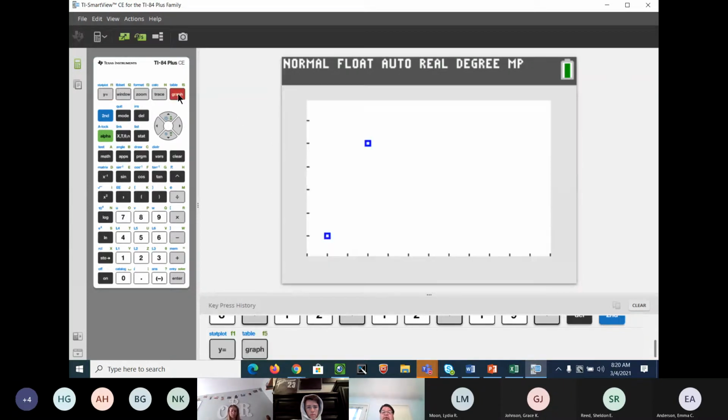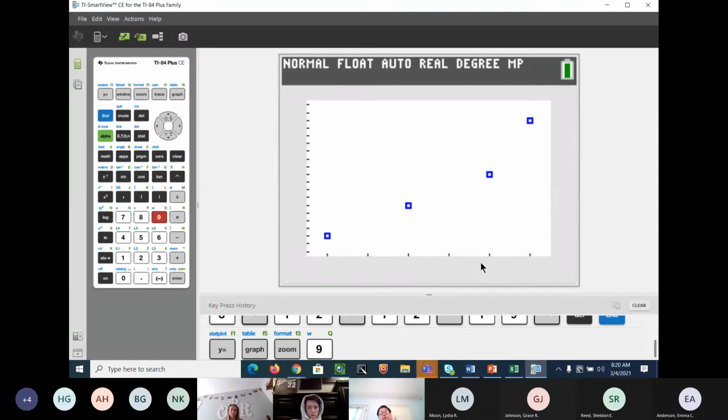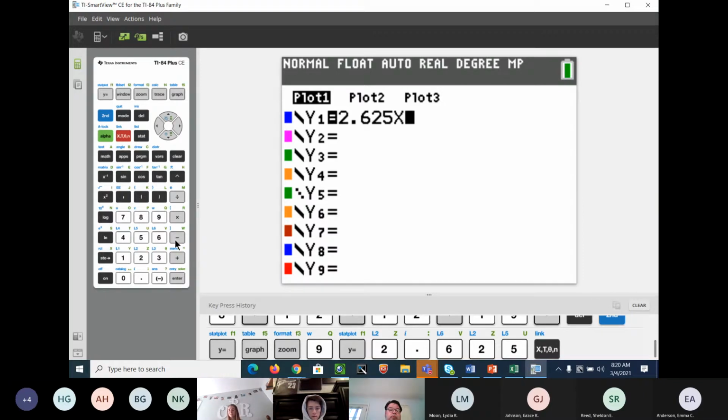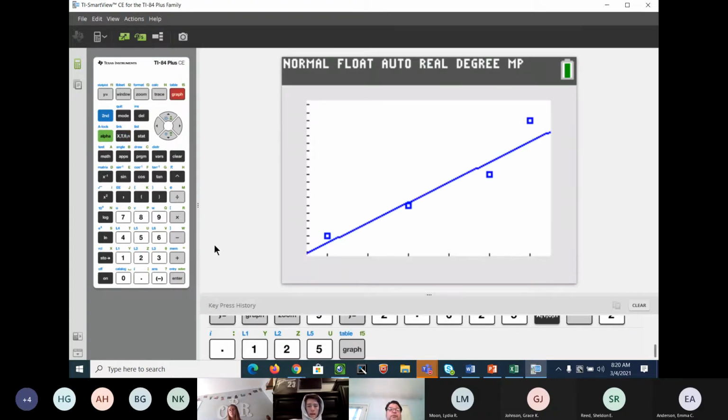Anyway, hit graph, and then you can't see everything. You hit zoom 9 for stat, and there's your points. Now you only have 4 points because one of them is duplicate. And now we're going to put in our y equals 2.625 x minus 2.125 and graph. And there's your line, and you feel good about yourself.